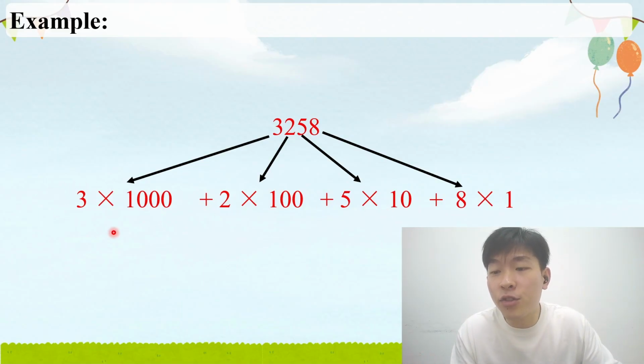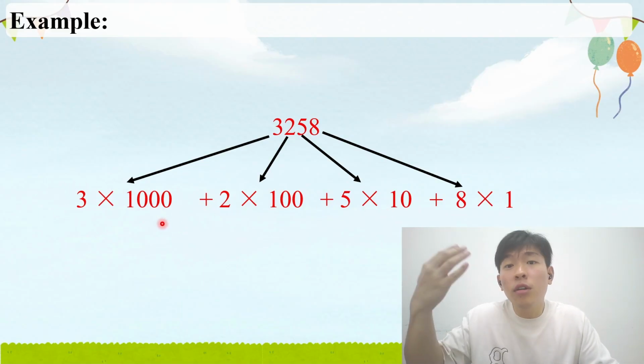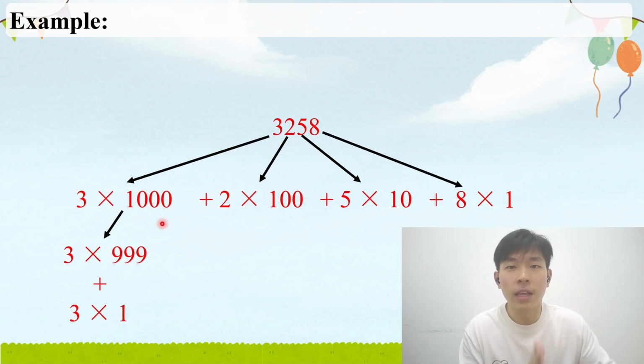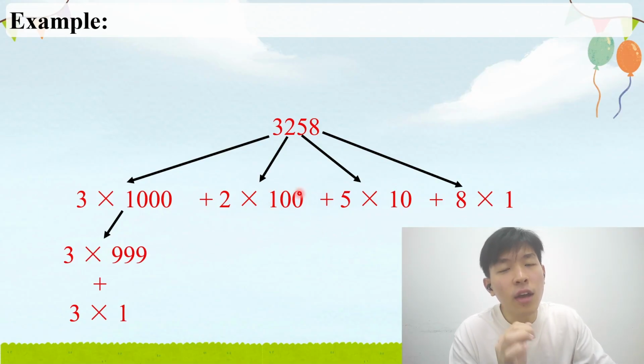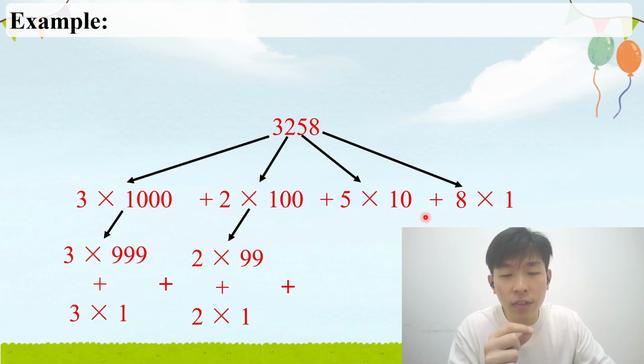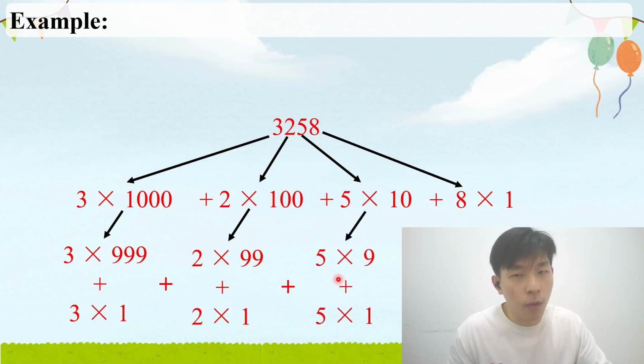So here I have 3 1000s. So I can split into how many 999? I can split into 3 999s and 3 ones. This way. Similarly, I have 2 100s. So I can split into 2 99s and 2 ones. And further, I can split this 10 into 9 and 1 as well. So I have 5 10s. So that is 5 9s and 5 ones.